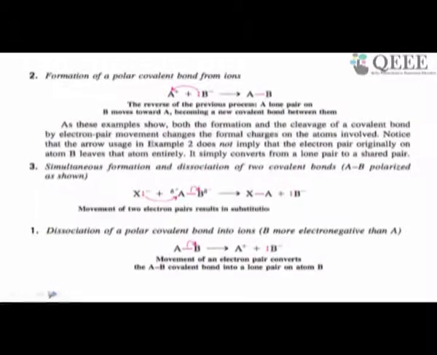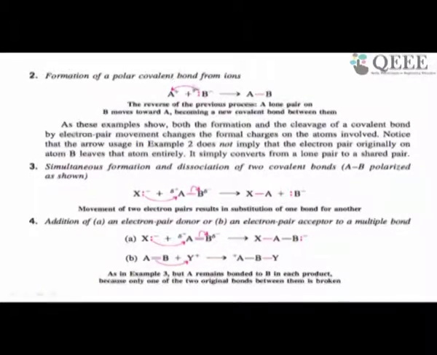Now let's see the second type of reaction, which is formation of a polar covalent bond, which is basically the reverse of what we just saw. In this case, a negatively charged species attaches itself to a positively charged species and forms a covalent bond which is polar, which again tends to be polarized towards B.